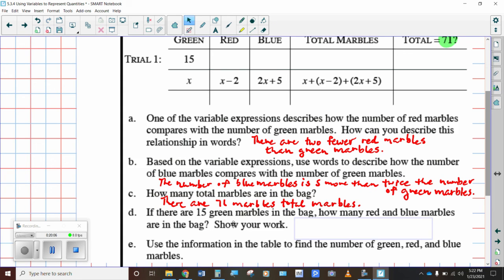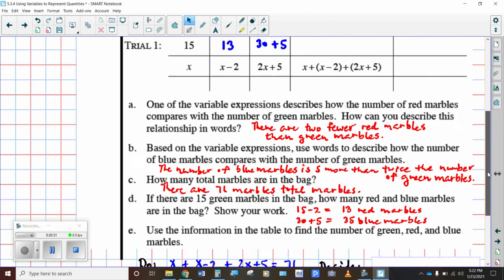And so if there are 15 green marbles in the bag, how many red marbles would be in the bag? Well, that would be this first row, right? So if there were 15 here, there must be 13 there. And then this would be 30 plus 5 to give us a total of 35, right? So 15 minus 2 is 13 red marbles. 30 plus 5 equals 35 blue marbles.